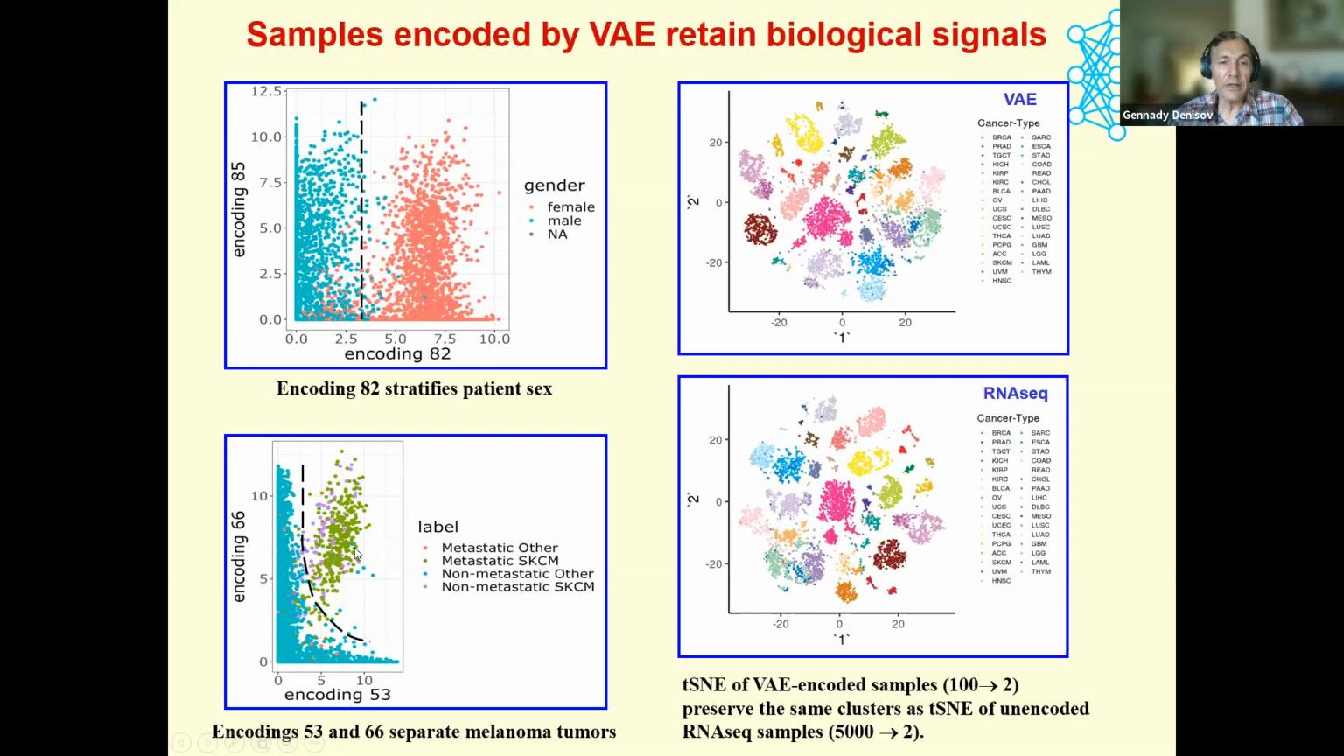But in general, it looks like, at least for this particular data, once you have done a dimensionality reduction, you probably can find other combinations of encodings that would separate other types of cancer. And that all produces some simple way of discriminating different types of cancer. It would be much simpler than if you would use the original multidimensional feature space.